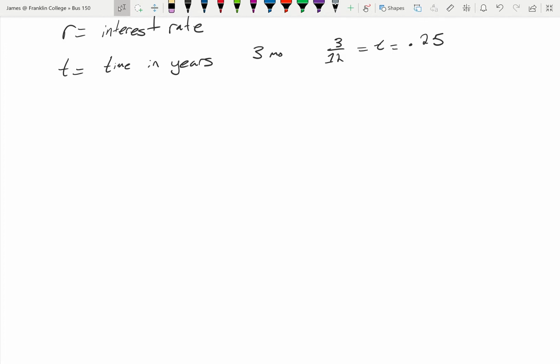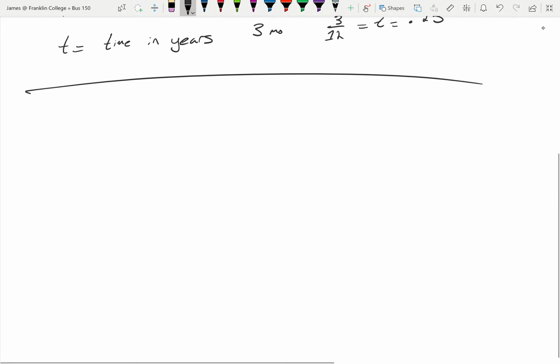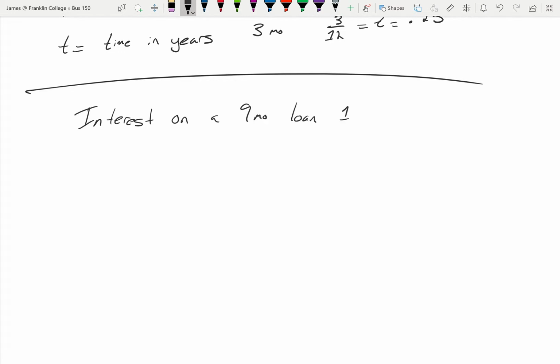So let's calculate how much interest is going to be charged on a 9-month loan. Interest on a 9-month loan with an annual rate of 12% for $100. So you borrow $100 from your friend, you're going to pay your friend back 9 months from now with an annual interest rate of 12%. How much is it going to cost you to borrow that $100?